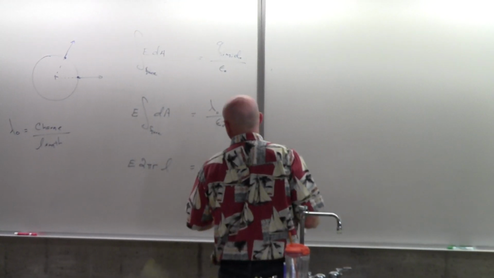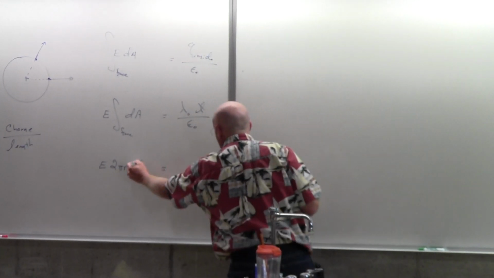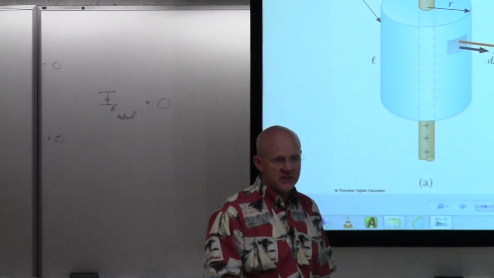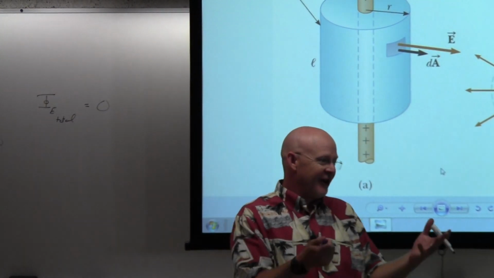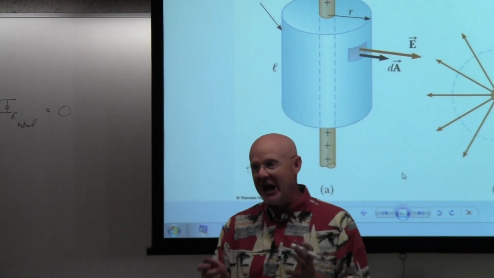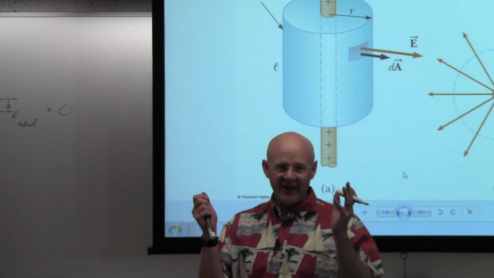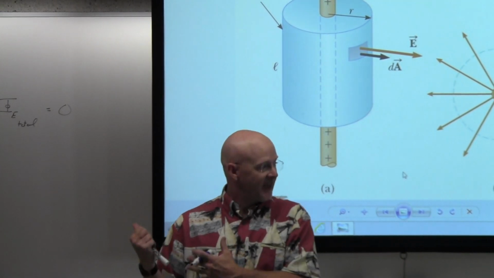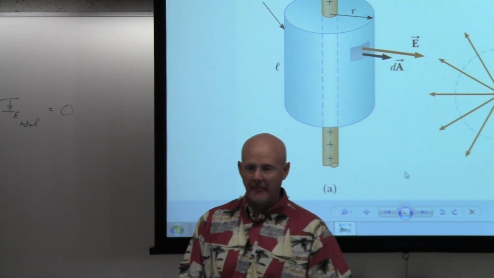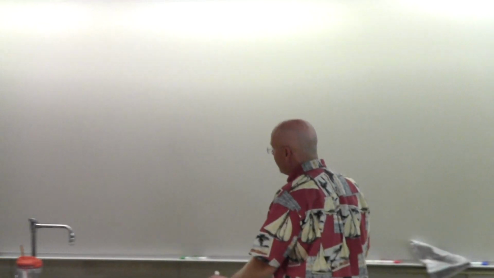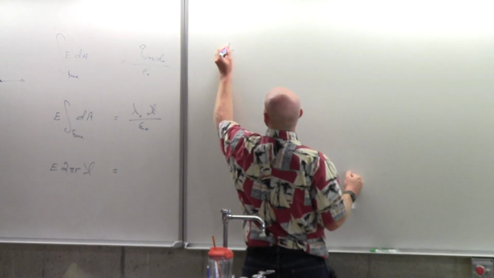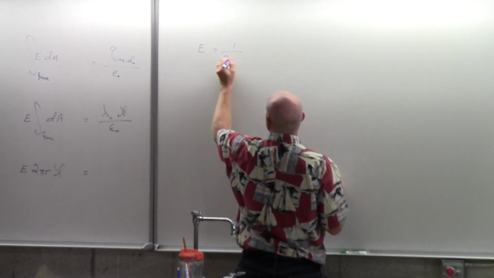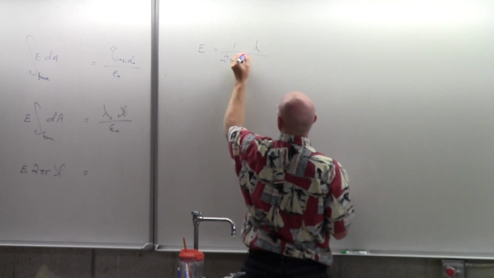Notice again there's an L on each side that will cancel off. Now that shouldn't surprise you because L is the size of the Gaussian surface. That's just a mathematical tool to figure out the electric field. The electric field should not depend on the size or the shape of your Gaussian surface. That makes no sense. So the fact that they cancel off doesn't surprise me at all. But what I'm left with at the end of all this calculation is E, the electric field, equals 1 over 2 pi epsilon naught, lambda over r.